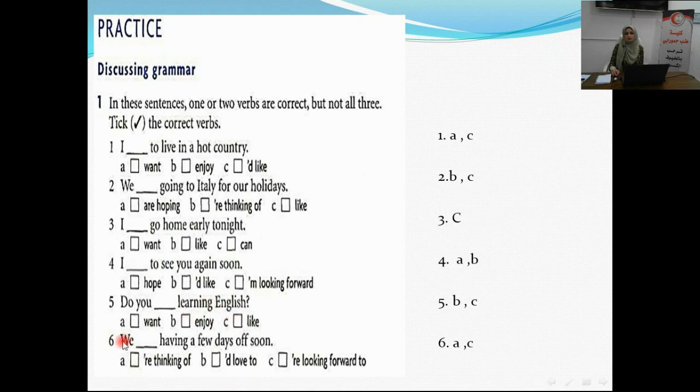The last example is having a few days off soon. So the best answer would be we are thinking of having a few days off soon, but not we'd love to, because it is not suitable. And we are going to use C also, that is correct, by saying we are looking forward to having a few days off soon. This practice, you can find it in your book on page 39.